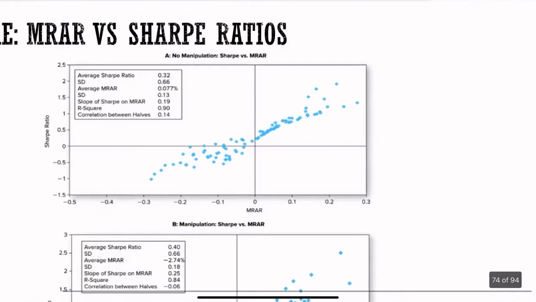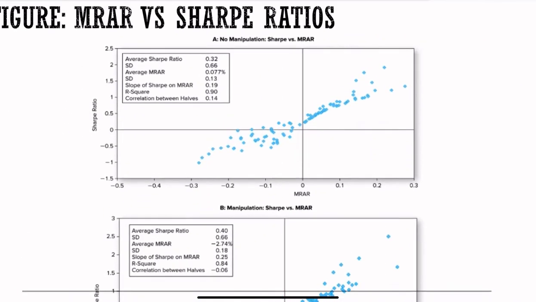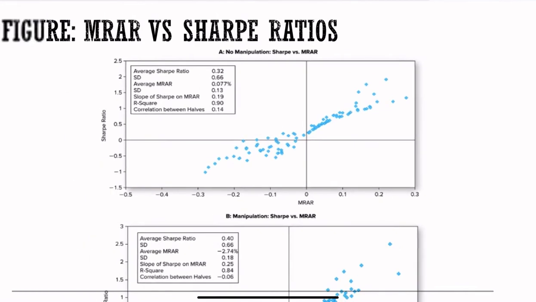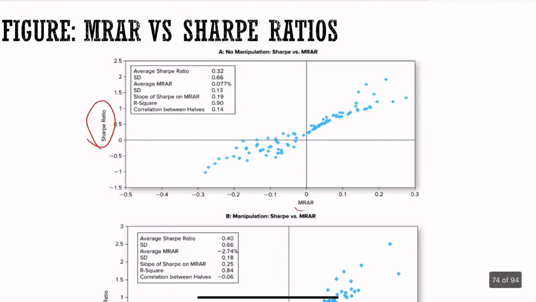Okay, and they actually did some experiment. So what they did is they look at 100 different portfolios' returns. And then they would plot Sharpe ratio against this Morningstar risk-adjusted return measure. They consider two cases, when there is no manipulation and when there is manipulation, right?